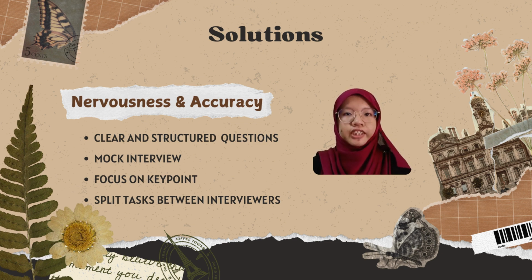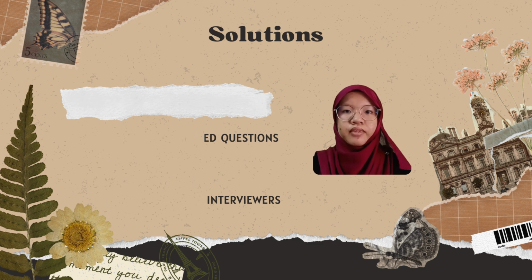We try to focus on key points by writing down keywords or main ideas instead of complete sentences to save time and stay engaged. We also assign roles between the two representative members by making one person focus on asking questions while the other concentrates on note taking.